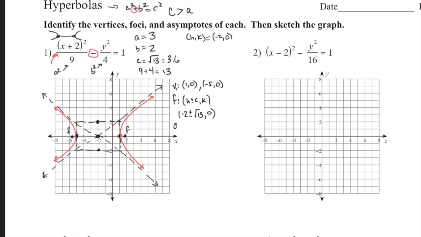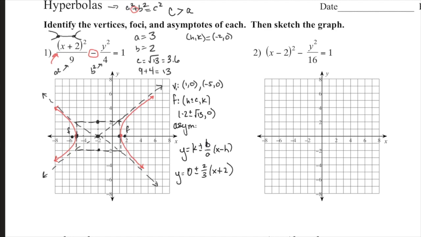The last part is to find the asymptotes. I'm going to pull up the formula for the asymptotes because it's a lot easier to do it that way. My formula for this one is y equals k plus and minus b over a times x minus h. I started off this problem by finding all of the pieces: A, B, H, and K. So I really already have all of this. It's going to be y equals K, which in this case is 0, plus and minus B over A, where B is 2 over 3, times x minus negative 2.